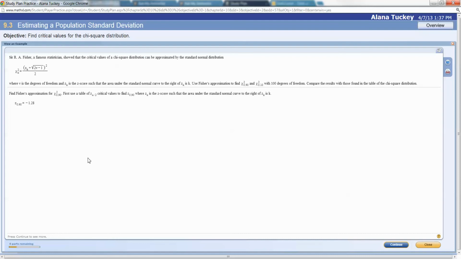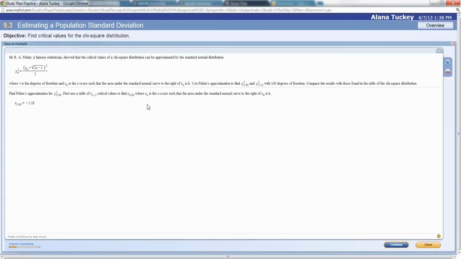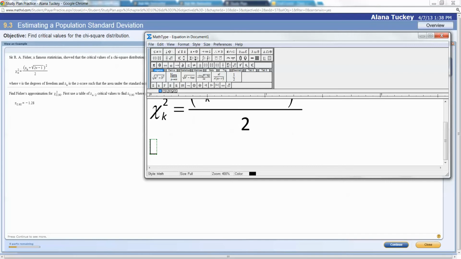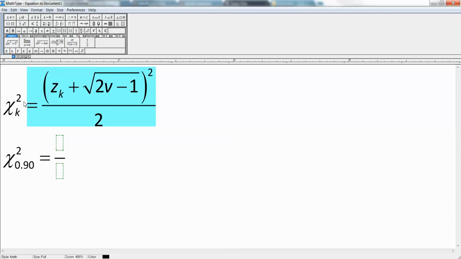Okay, so let's see here. He wants to find, and let me bring up a sheet. Hold on. There we go. Now we've got the formula. Okay, so that's the formula, and we're supposed to be finding chi 0.90 and 0.10. So let's start with the 0.90. So if we want chi squared 0.90, that's equal to, and I'm just going to copy and paste this right here.